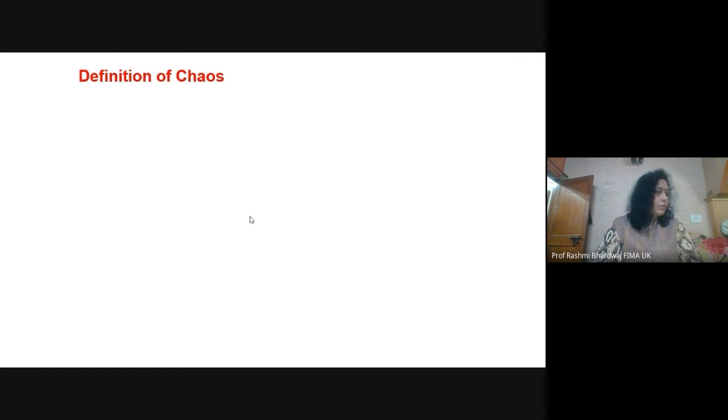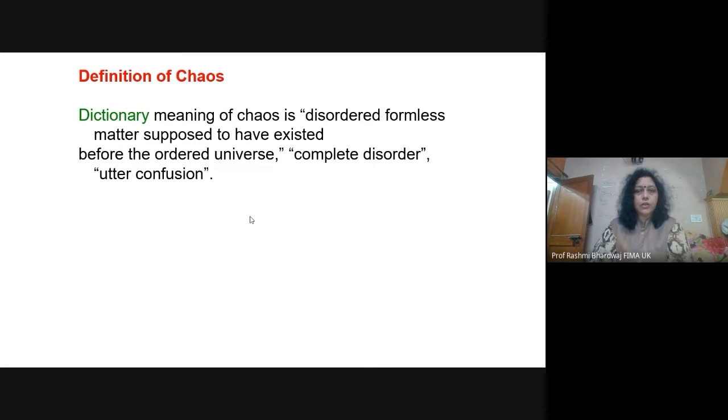Now we are coming to the nonlinear system, because the most important thing here is chaos, or uncertainty. The dictionary meaning of chaos is disordered, formless matter supposed to have existed before the ordered universe, or we can say complete disorder or utter confusion, or I can say randomness.